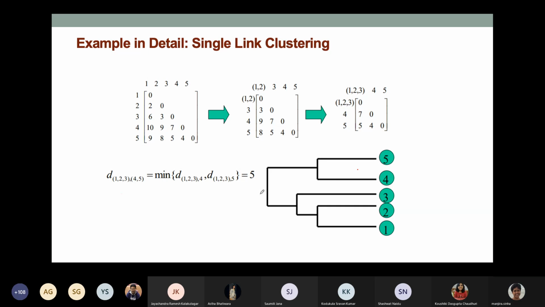Ma'am, I have a small doubt. Here, can't we make 1 and 3 a cluster? Should it always be consecutive? No, we cannot make 1 and 3 a cluster, because see, in the first step, the distance between 1 and 2 is 2, and the distance between 1 and 3 is 6. That's why we are taking the minimum distance as the maximum measure of similarity. Now if the distance between 1 and 2 had been 6 and between 1 and 3 had been 3, then we would have connected 1 and 3.